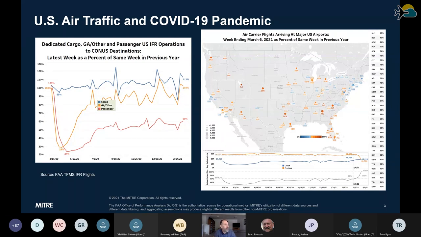The air carrier flights arriving at U.S. major airports were about 59% of the previous period. After that, we're starting to compare against a previous period that was also starting to be impacted by the pandemic.